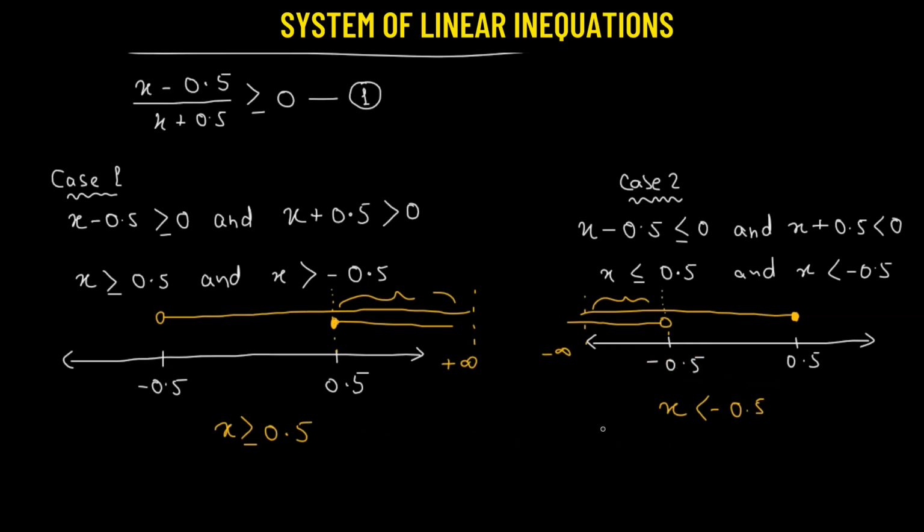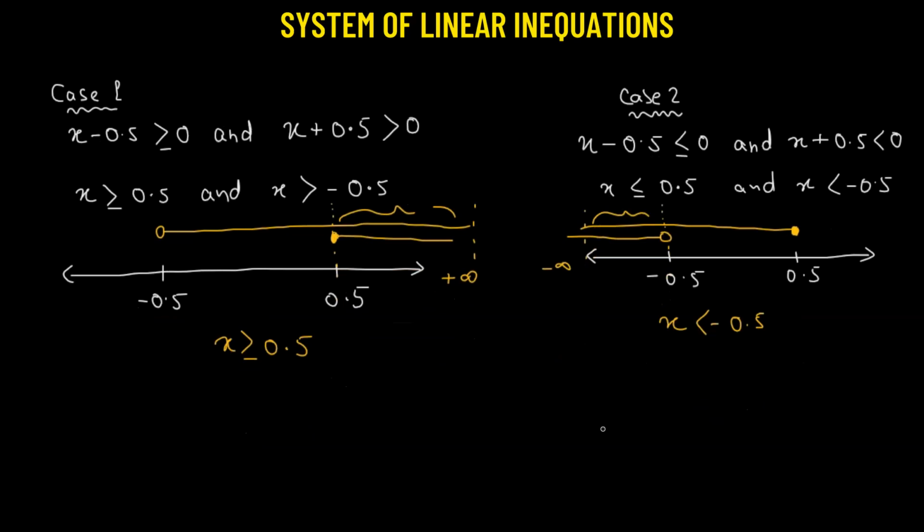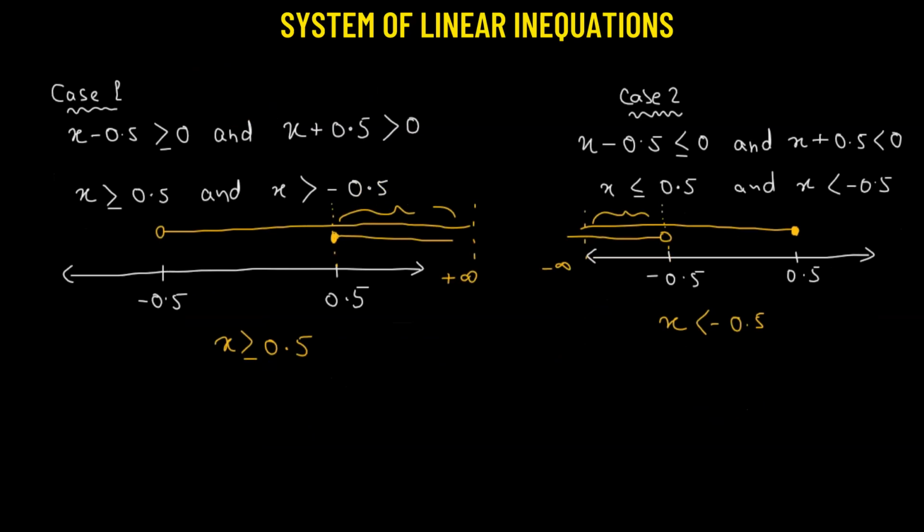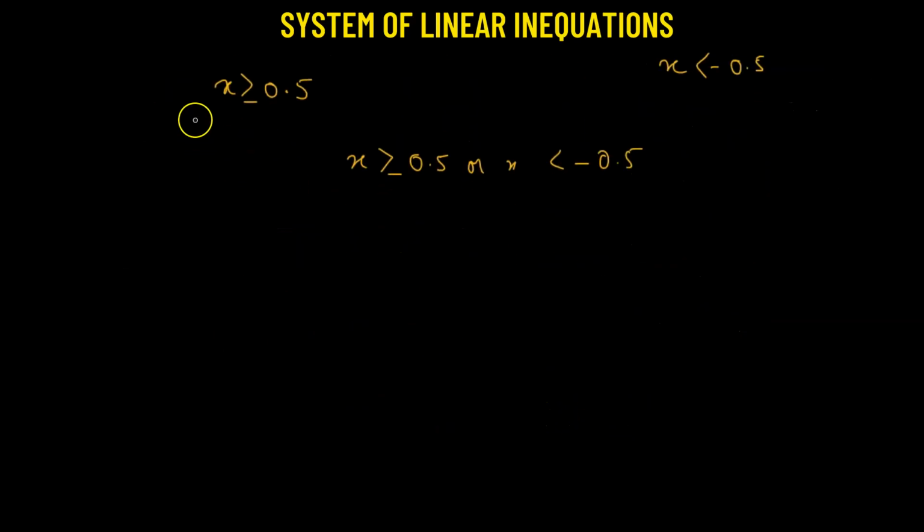So that means from our case 1 and 2, we can say that the solution to our linear inequality number 1 will be given by x greater than or equal to 0.5 or x less than negative 0.5. That means if we want to write the solution set, all we have to do is first sketch the number line. So here we have the number line. On the number line, we'll take negative 0.5 and x equals positive 0.5. So we have obtained the solution that x is greater than or equal to 0.5.